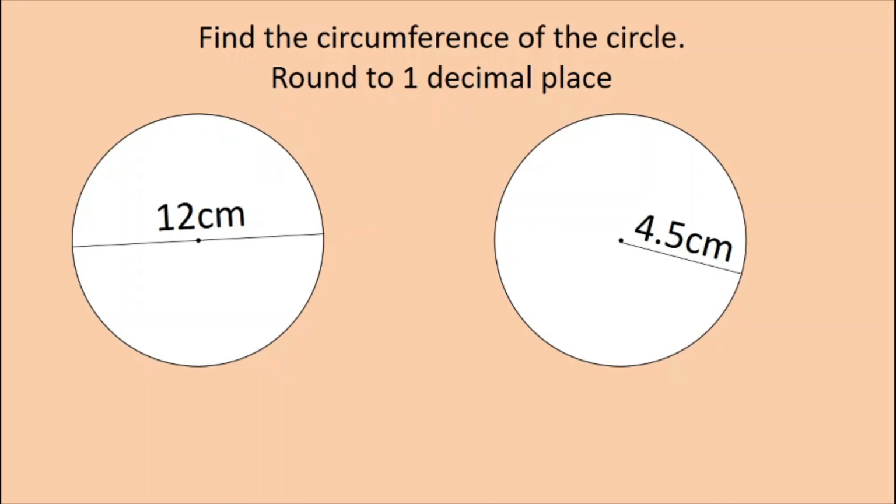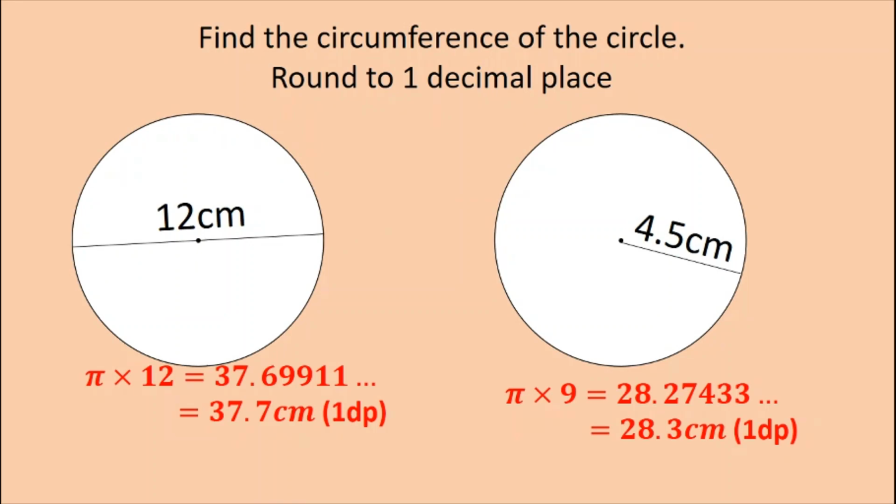Okay, so the first question, the diameter is given, it's 12 centimeters, so we just do pi times 12, and that rounds to 1 decimal place as 37.7 centimeters. The other question, I've only given you the radius, so I've doubled that, pi times 9, 28.3 when rounded.